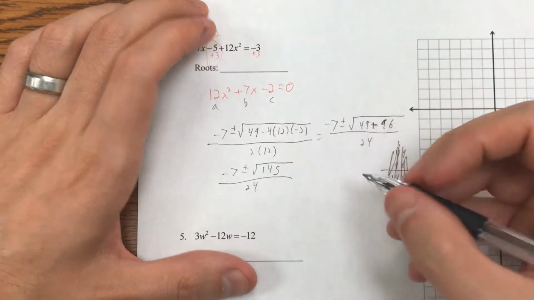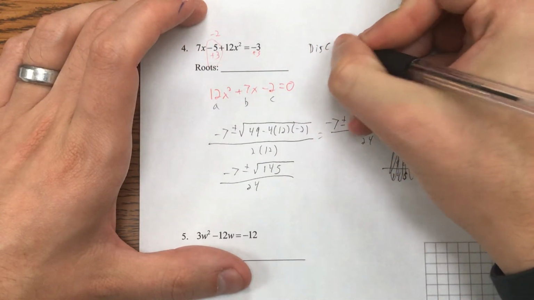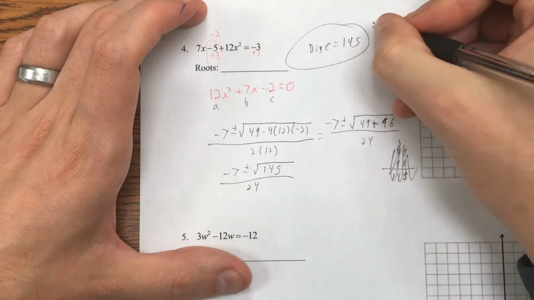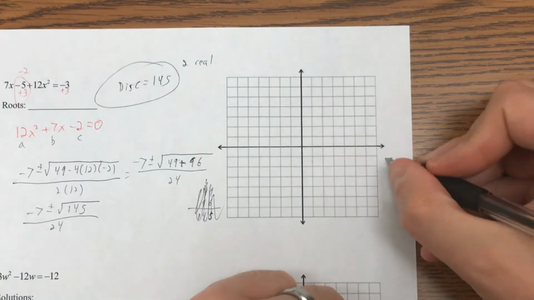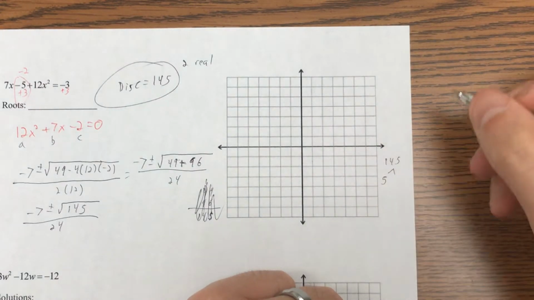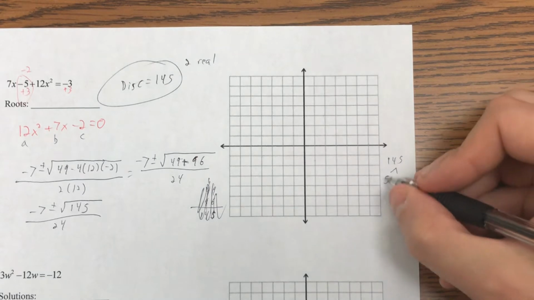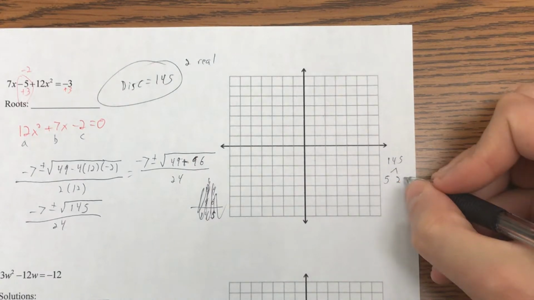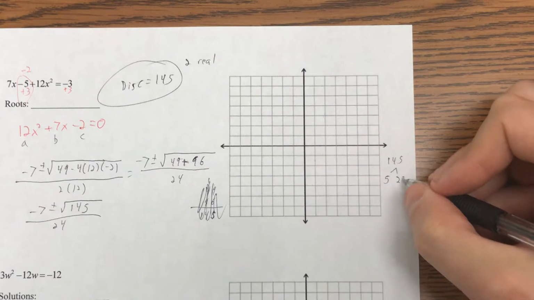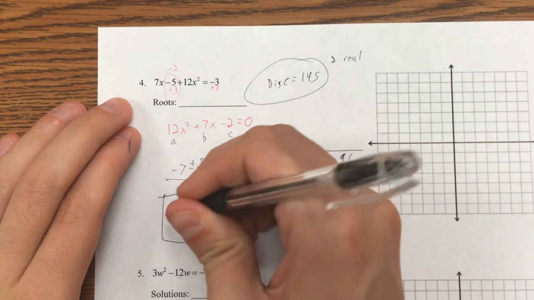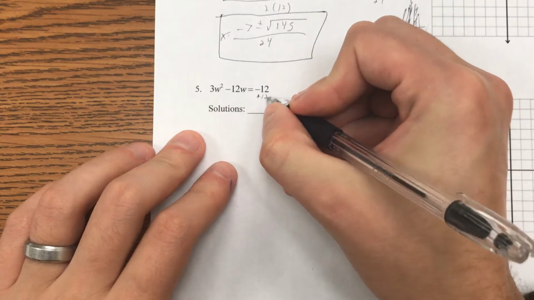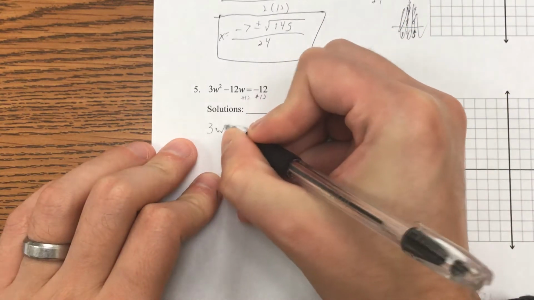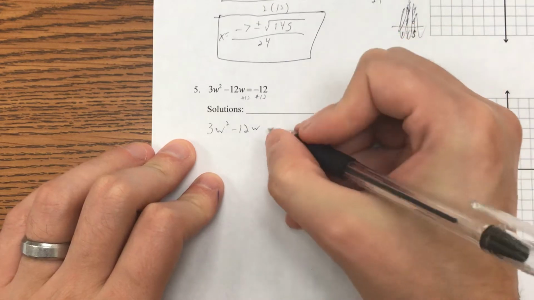The discriminant is 145. I'll put that up there. That means there's 2 real solutions because it's positive. I don't know if 145 simplifies, so I'll just try it over here. I know for a fact that 5 goes into it. It'll go into it twice with a 9, which is prime. So yeah, it does not simplify. So that means this is our answer. x equals. Cool.